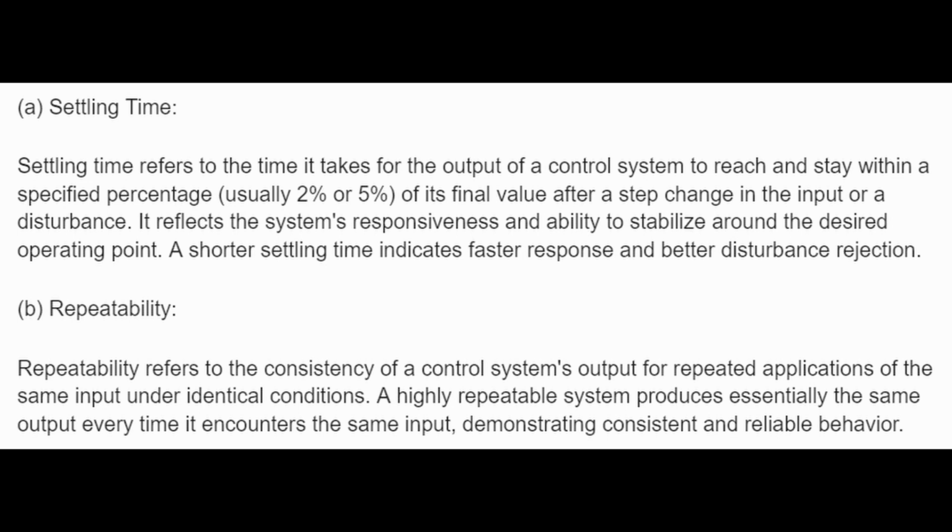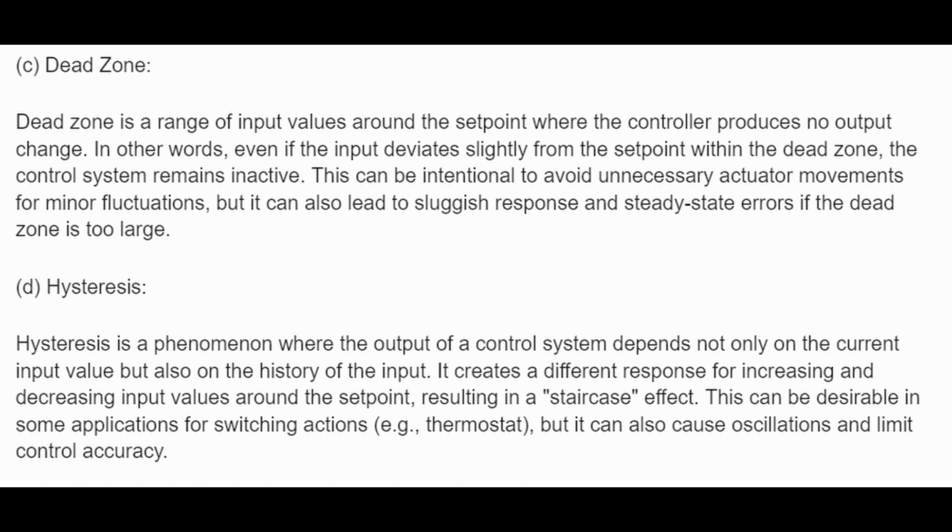B. Repeatability. Repeatability refers to the consistency of a control system's output for repeated applications of the same input under identical conditions. A highly repeatable system produces essentially the same output every time it encounters the same input, demonstrating consistent and reliable behavior. Dead zone.